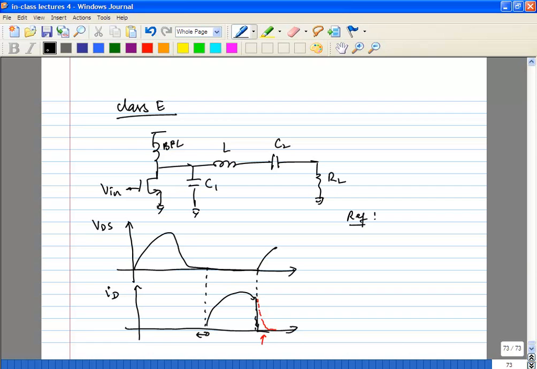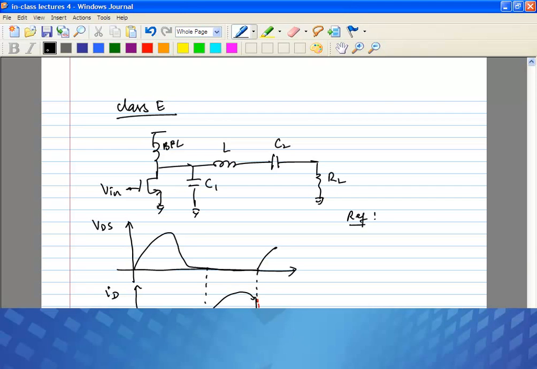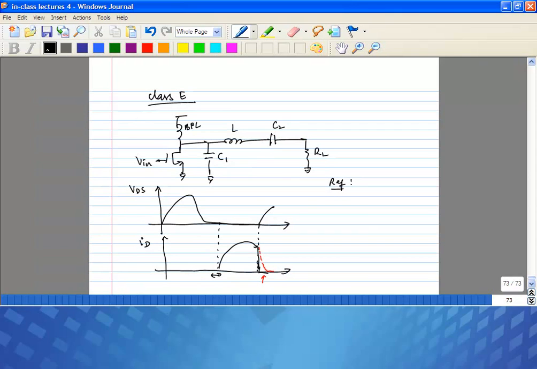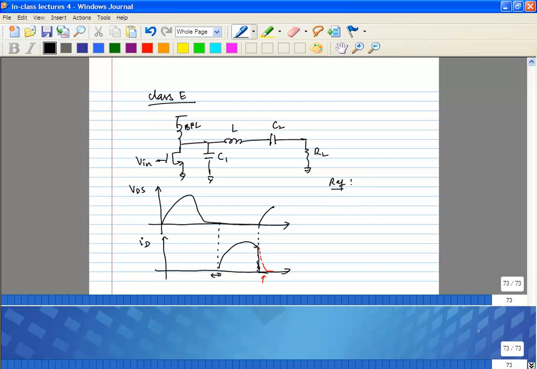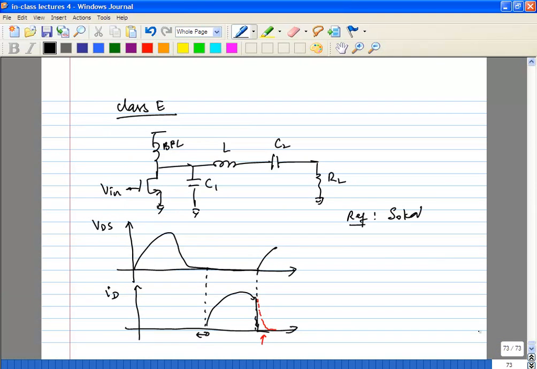So there is actually a classic reference. It's from 1975, by Sokal and Sokal. That's the name of the authors. It's in JSSC 1975. I'll put up the paper on the website. I think it says "A new class E, a new class of high frequency single ended power amplifiers." I think that's the title. It's in the Journal of Solid State Circuits in 1975.